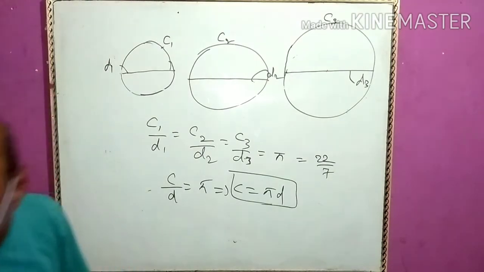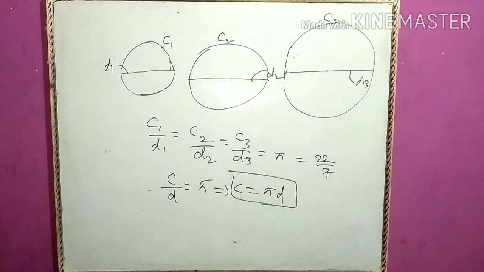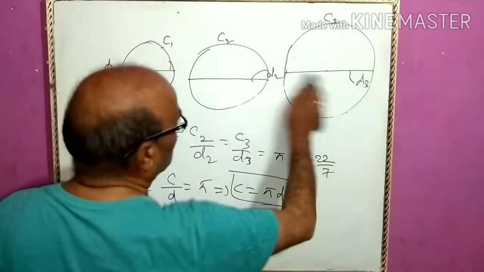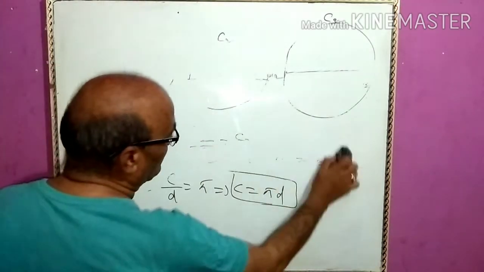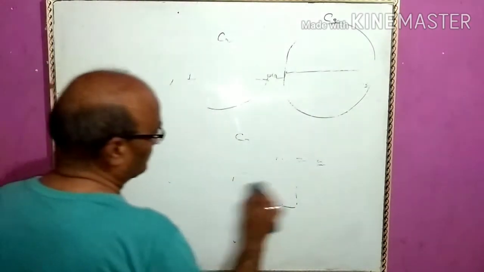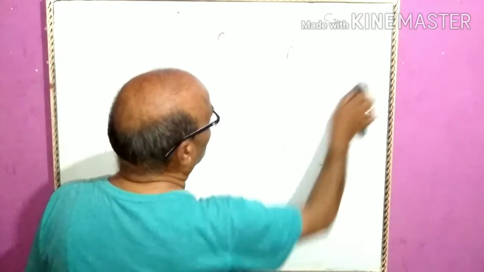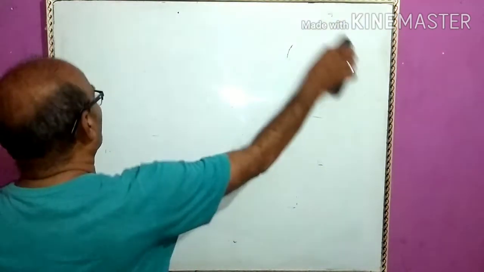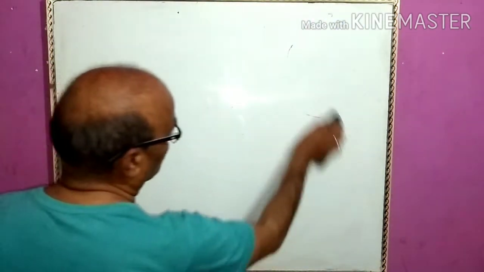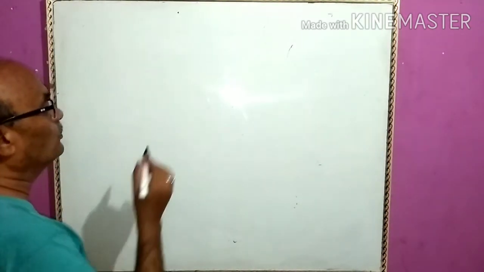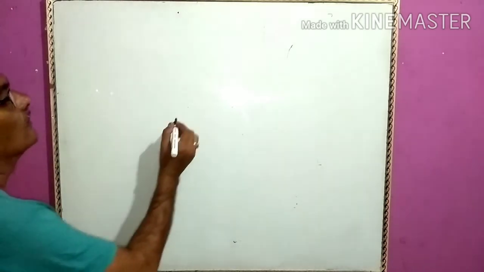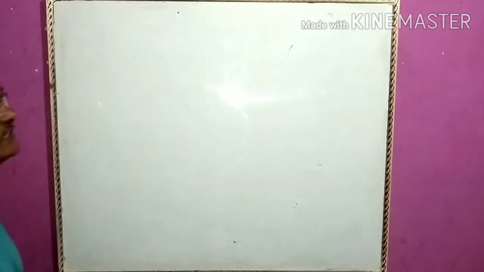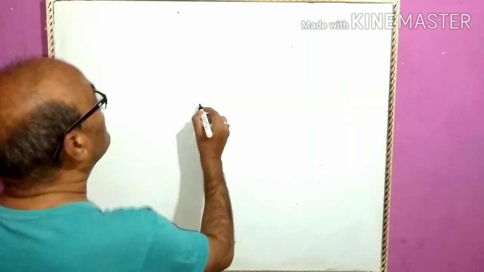Now, let us see the number of circles passing through given points. Suppose there is a point in the plane and we are asked how many circles can pass through it. Our answer is infinitely many circles.